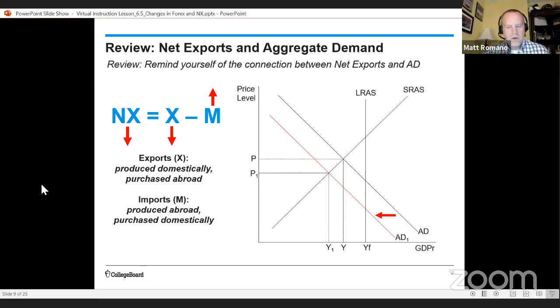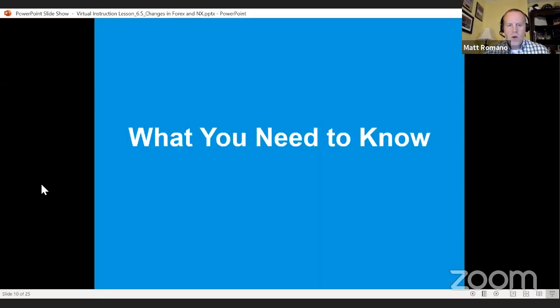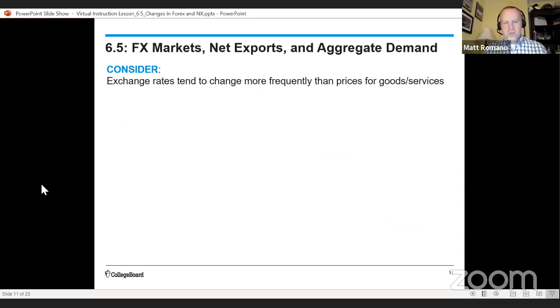All right, so that's background, that's foundational stuff. We want to be able to apply that within the context of how currency valuation changes in exchange rates are going to be the first domino in that step to affect net exports, aggregate demand, output, price level, employment, everything else. So let's do this by walking through some examples first. The first is to consider exchange rates fluctuate rather frequently. They're going to fluctuate much more frequently than prices of goods and services do.